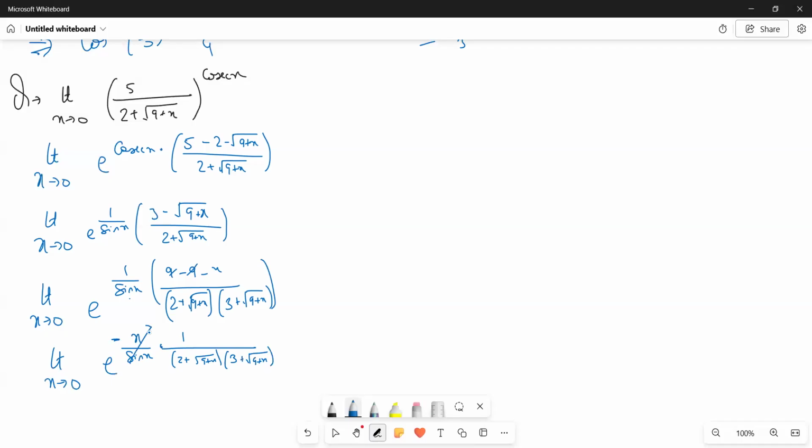So now sin x by x became 1. Now put in the values: 3 plus 2 this would be 5 and 3 plus 3 this would be 6. So what do we get as the answer? e to the power minus 1 by 30. Was everyone able to follow this?